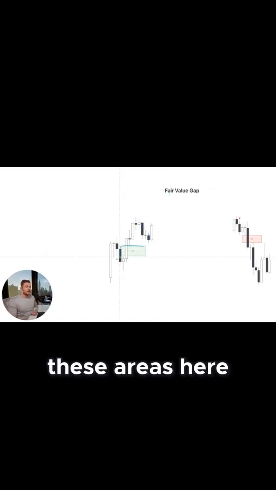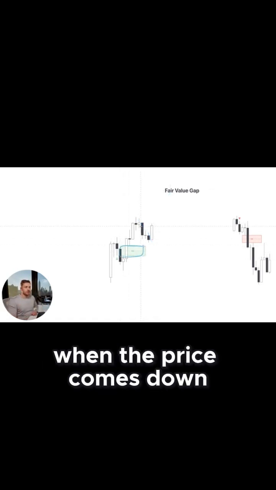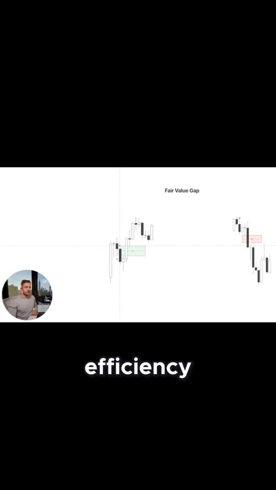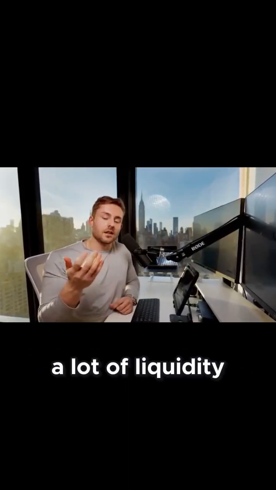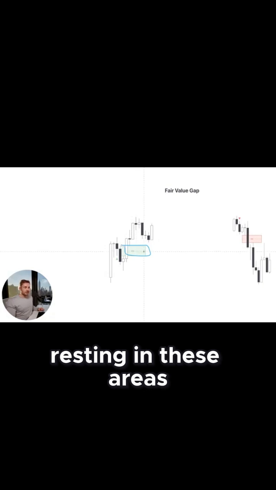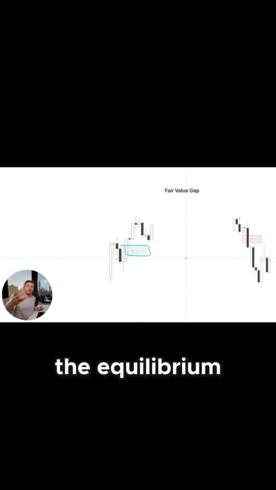So these areas here are called fair value gaps, when the price comes down to sort of fill that inefficiency, and these are oftentimes big levels of institutional interest, being that there's often a lot of liquidity resting in these areas for the price to seek the equilibrium and then continue moving.